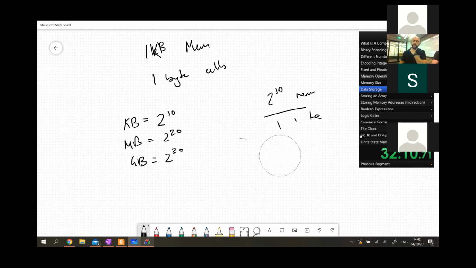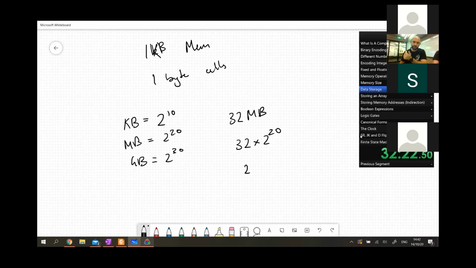If you get something like 32 megabytes, well, that's 32 times 2 to the power of 20. And what's 32? That's 2 to the power of 5. 2 to the power of 5 times 2 to the 20 is equal to 2 to the 25. All right, so that's how you can do these operations.